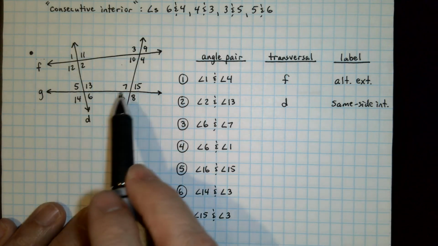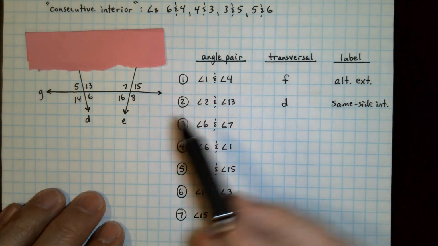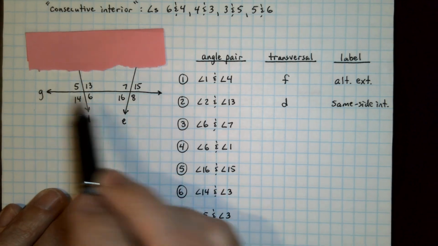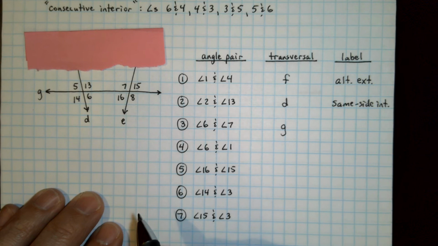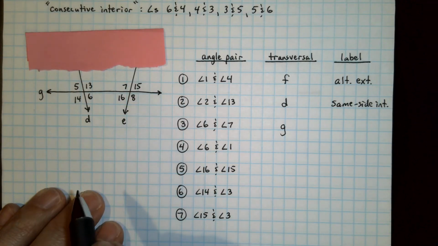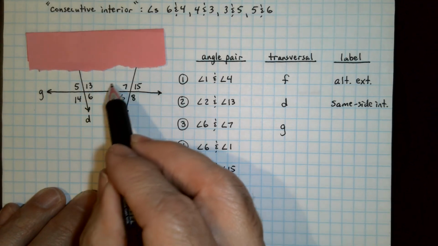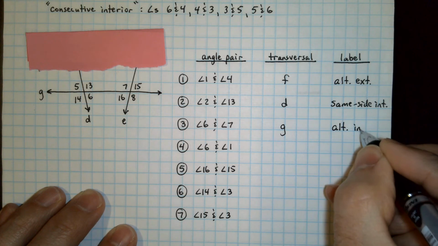Our third pairing, angle 6 and angle 7. 6 is in this group, 7 is in this group, so we can cover up these 2 groups. These 2 lines are being crossed by line G, so G is the transversal. 6 is between the 2 lines, and so is 7, so they're interior angles, but they're on opposite sides of the transversal, so they're alternate interior.